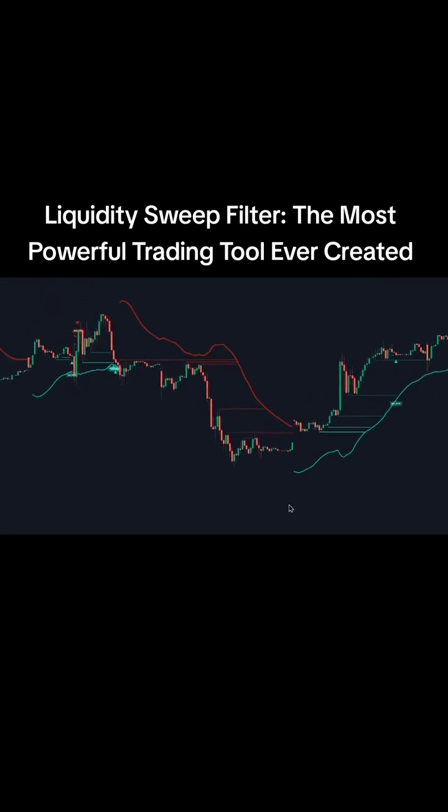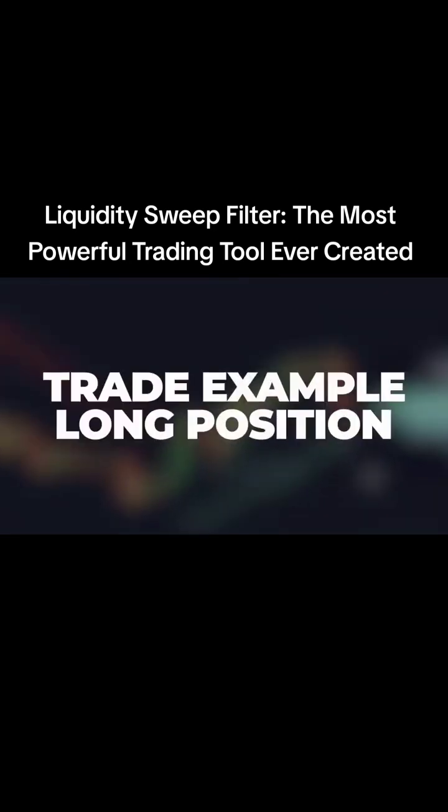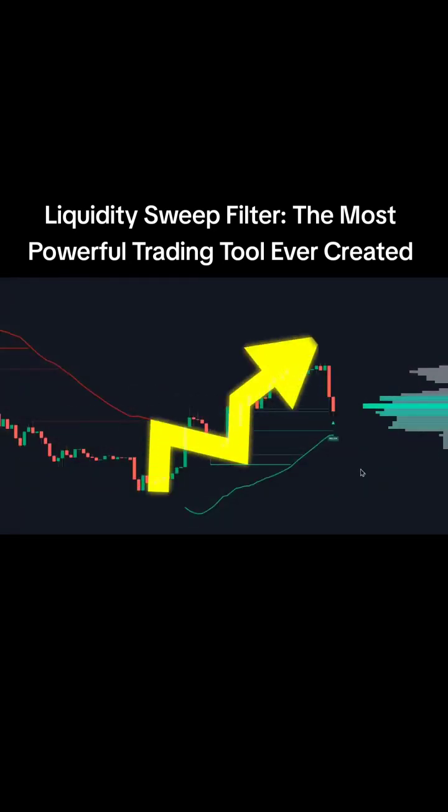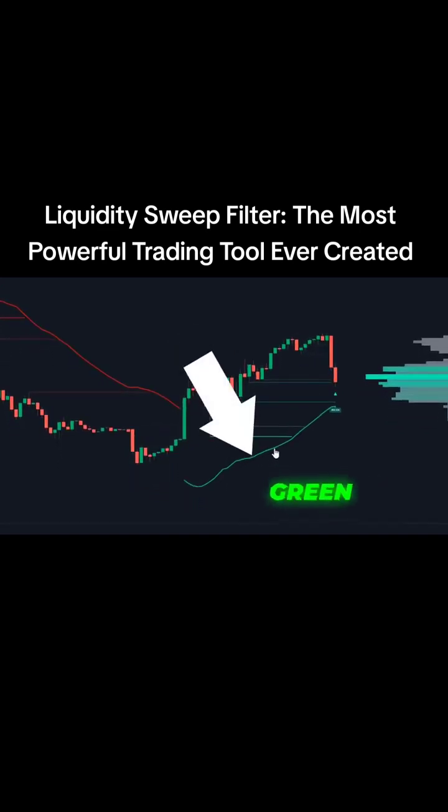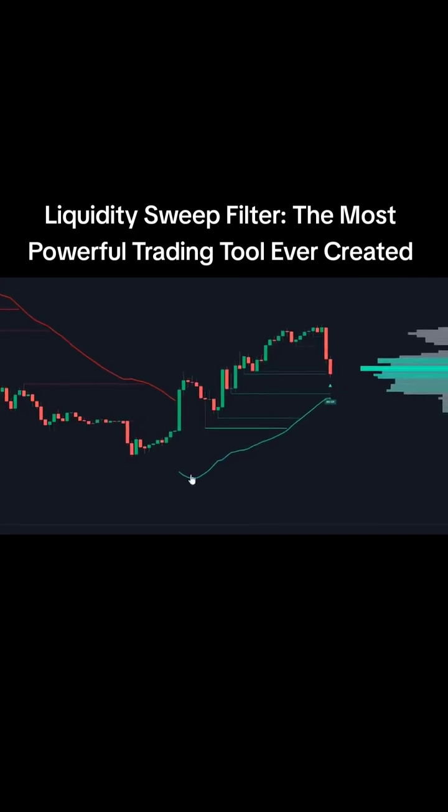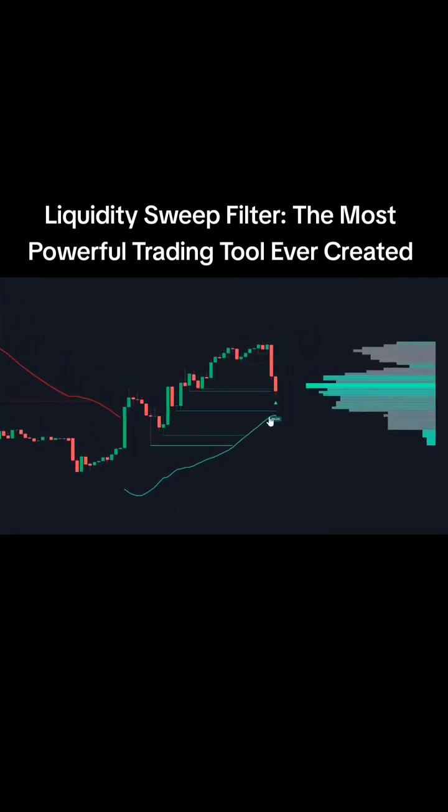To take a long position, the first condition is to ensure that the market is bullish. You just want to take a look at the trend filter, and it should be colored green with a price trading above it like this. Condition number 2, within that bullish trend, we're going to be looking for a major bullish liquidity sweep indicated by a solid green upward arrow like this.